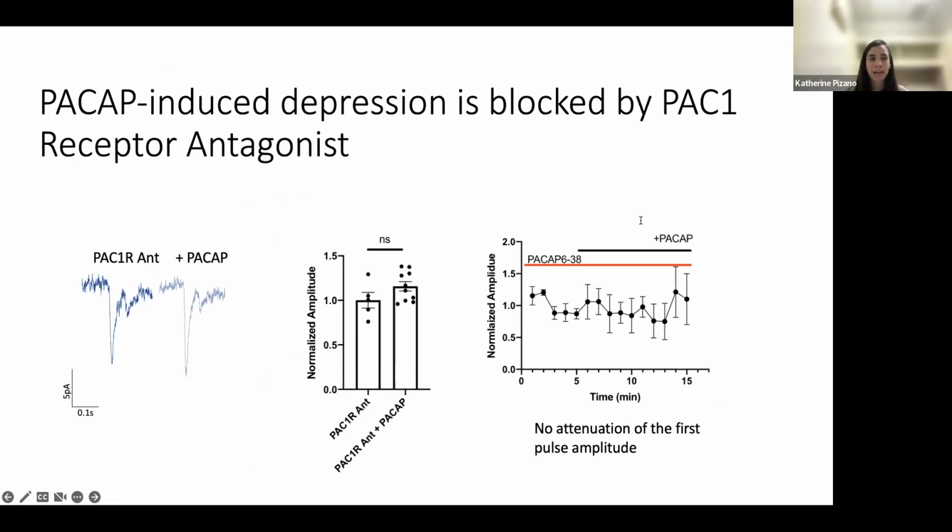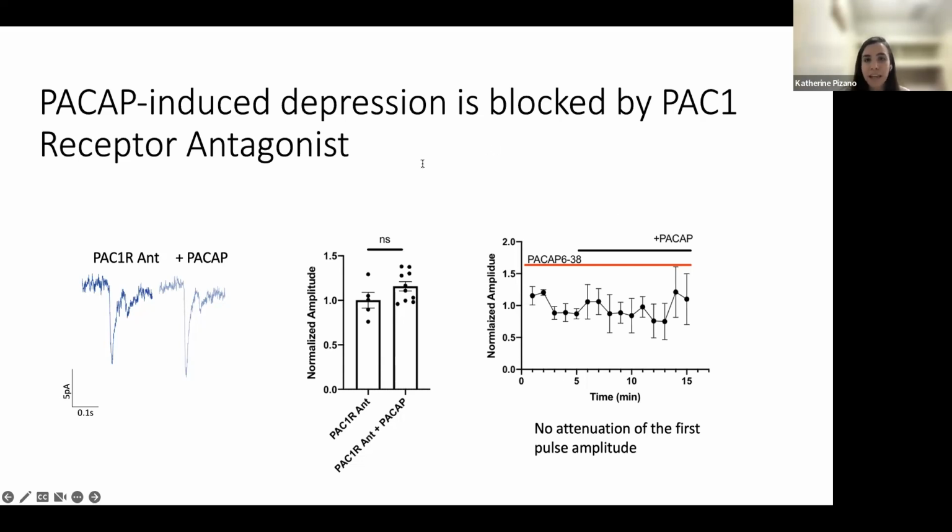Now, because PACAP is known to bind to both the PAC1R receptor, which I mentioned before, which is specific for endogenous PACAP, but it's also known to bind to these type 2 VPAC1 and VPAC2 receptors that can bind both PACAP and VIP with varying degrees of affinity. So we wanted to identify the receptor subtype mediating the observed PACAP responses.